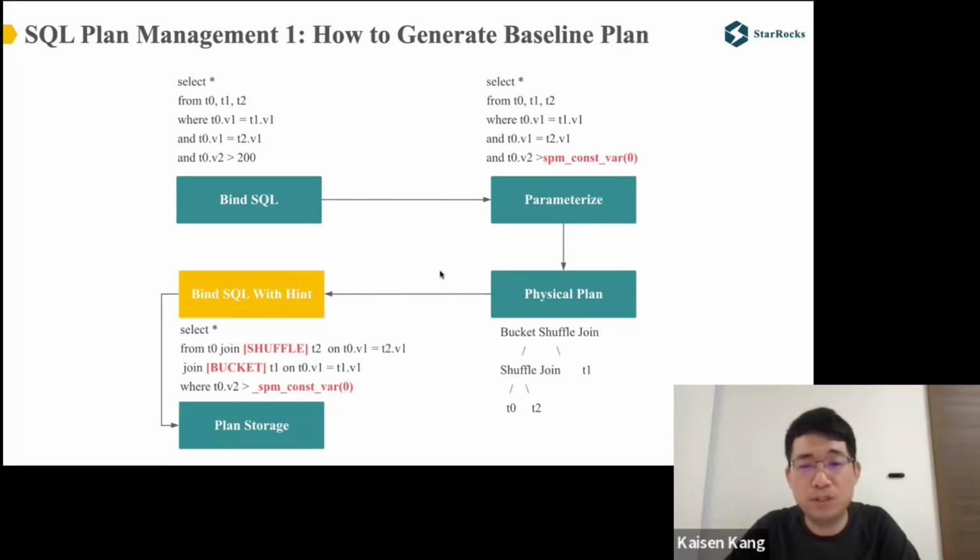So why does StarRocks save the bound query with the hint, not the physical plan? First, if we store the physical plan, the storage may be very large, and if we only save the query with the hint, it could save storage space. And the second is that a query with hints is easy to validate.